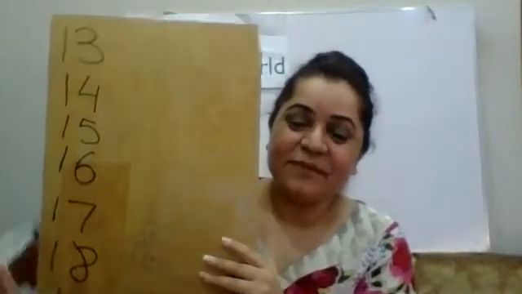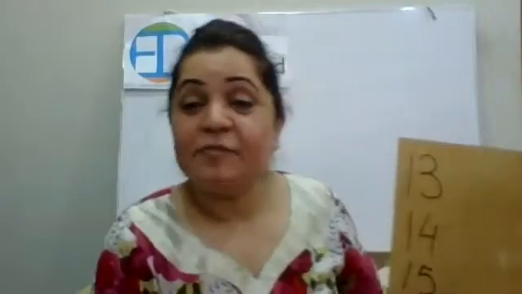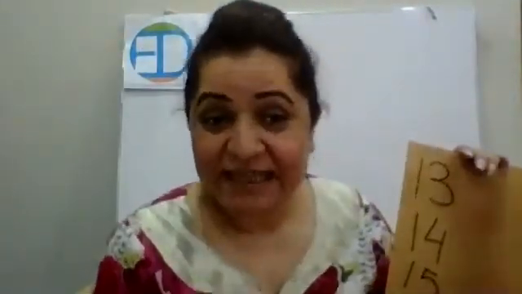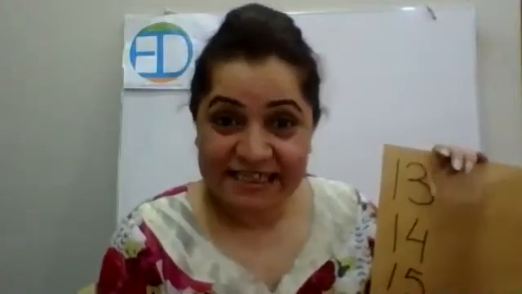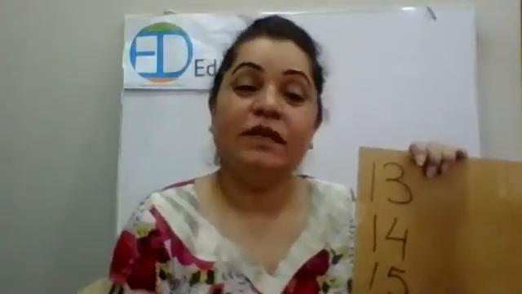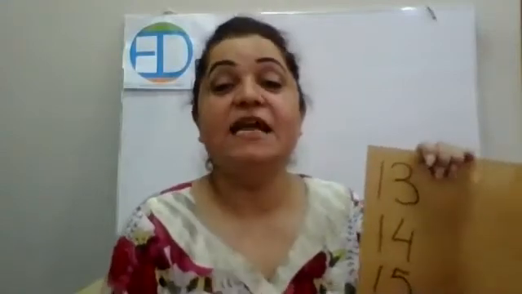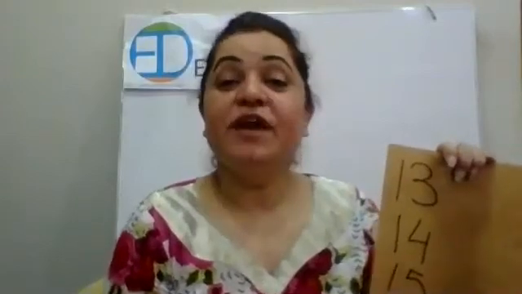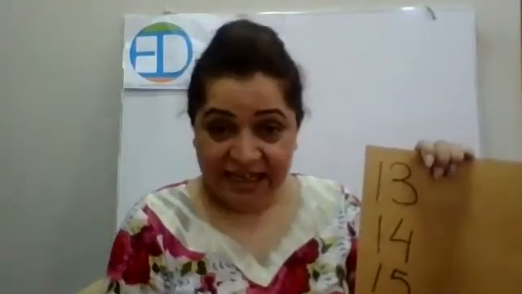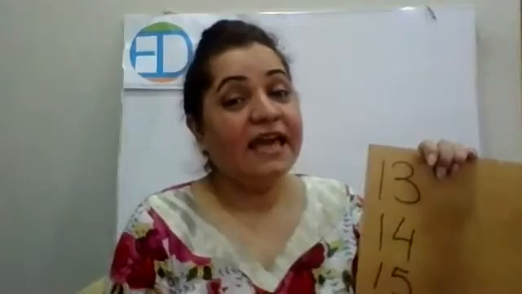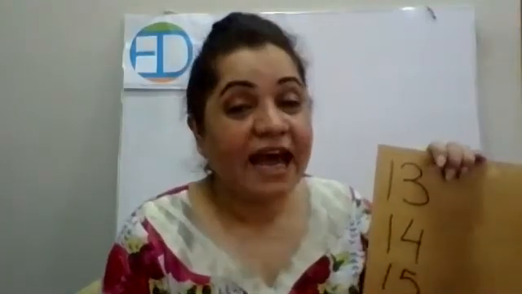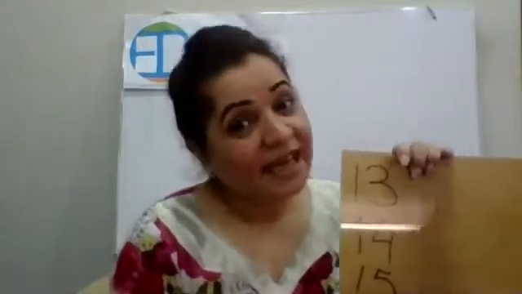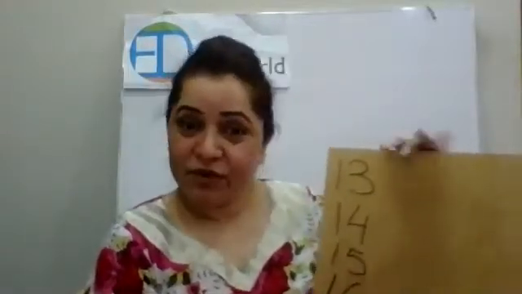And they have teen in them, T-E-E-N. Fourteen, F-O-U-R-T-E-E-N, sixteen, S-I-X-T-E-E-N. So that's why they're called teen numbers. Teen: 13, 14, 15, 16, 17, 18, 19. And today we're going to do something else, right? What are we going to do?